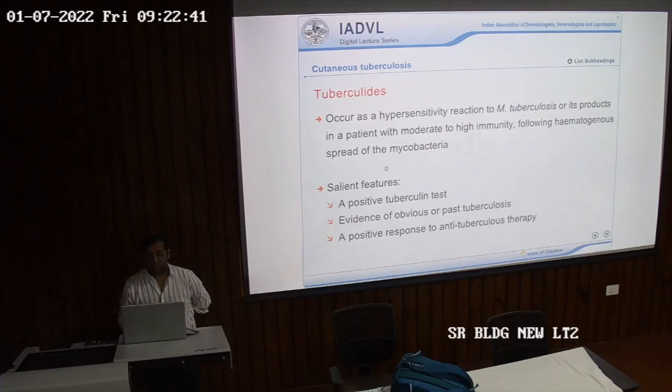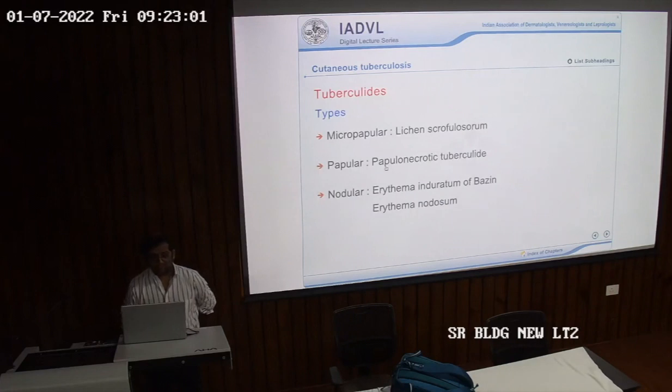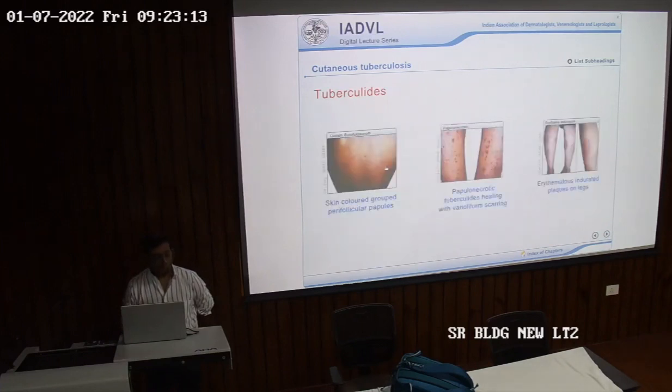Tuberculids occur as a hypersensitivity reaction to M. tuberculosis or its products in patients with moderate to high immunity following hematogenous spread of mycobacteria. Salient features: positive tuberculin test, evidence of obvious or past tuberculosis, a positive response to anti-tuberculosis therapy. Tuberculid types are micropapular, which includes lichen scrofulosorum; papular, which includes papulonecrotic tuberculid; and nodular, which includes erythema induratum of Bazin and erythema nodosum. So here are the tuberculids.